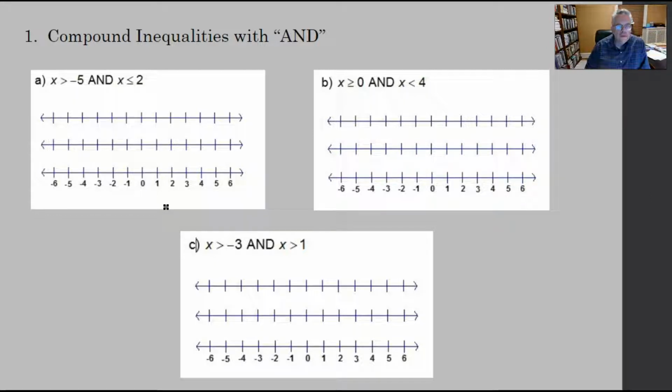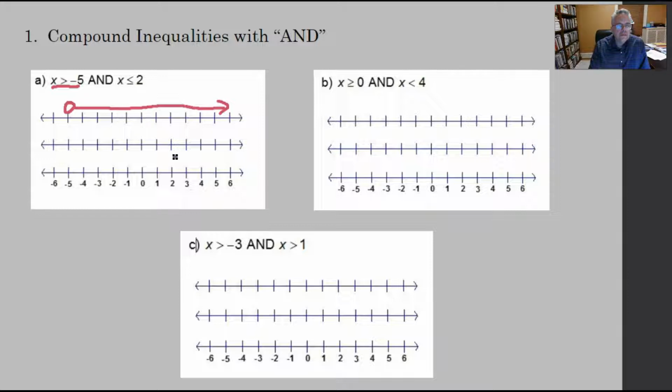While we're learning to do this, it's kind of useful to graph both inequalities separately and then graph the final inequality. So we're going to graph x greater than -5. I'm going to do that on the top one here. That would be a hollow dot here, and greater than -5 would be to the right.